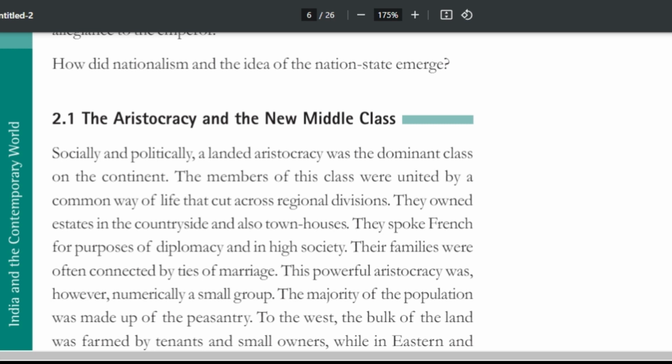They owned estates in the countryside and also town houses. They spoke French for purposes of diplomacy and in high society, and their families were often connected by ties of marriage. This powerful aristocracy was, however, numerically a small group. The majority of the population was made up of the peasantry.